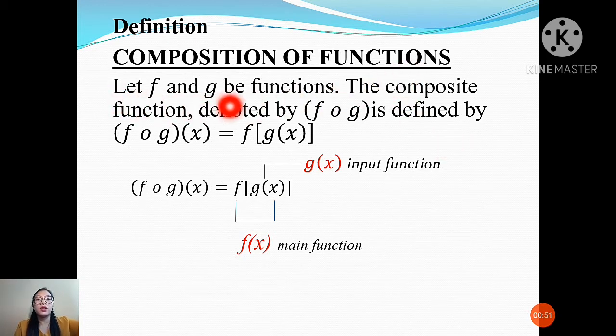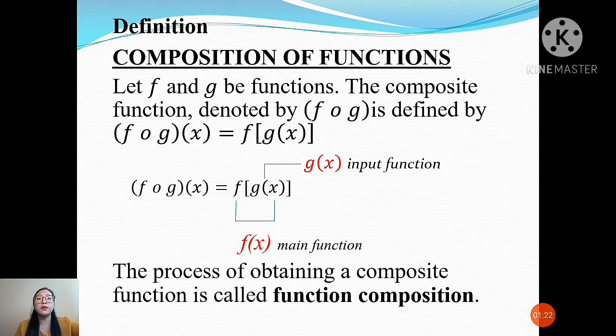So let f and g be functions. The composite function, denoted by f ∘ g, which reads as f composed with g, is defined by (f ∘ g)(x) = f(g(x)). Here it consists of the main function, which is f(x), and the input function, which is g(x). The process of obtaining a composite function is called function composition.